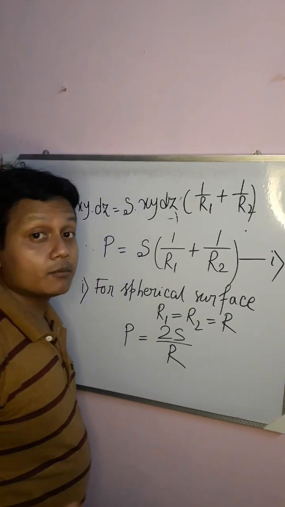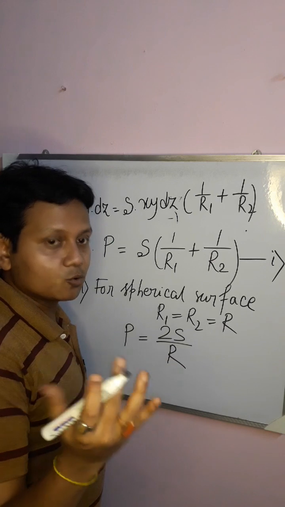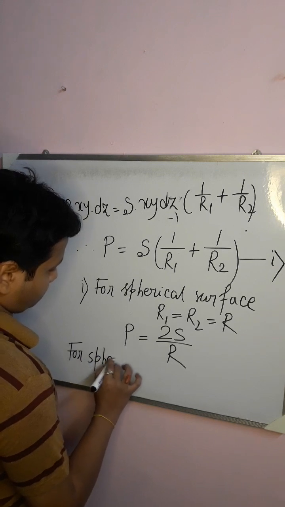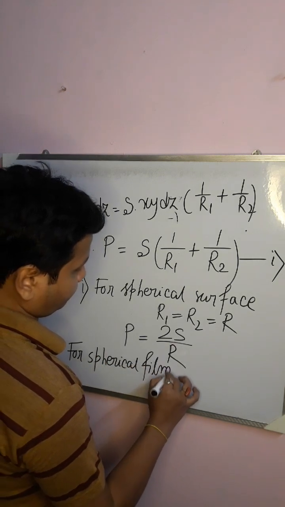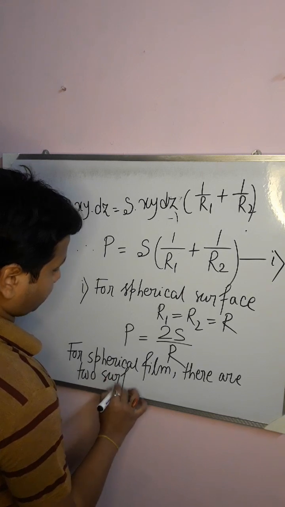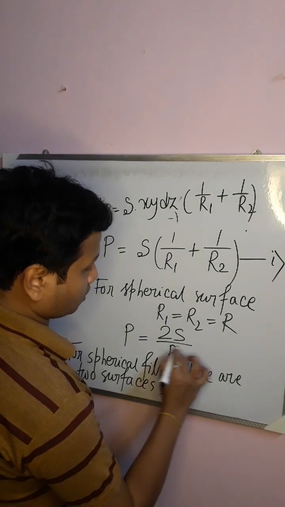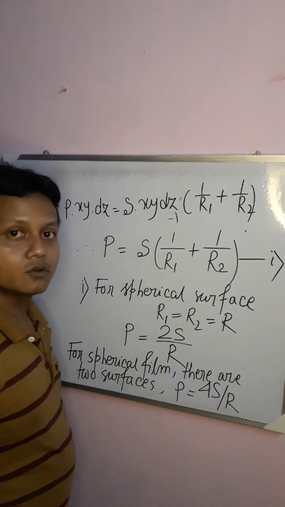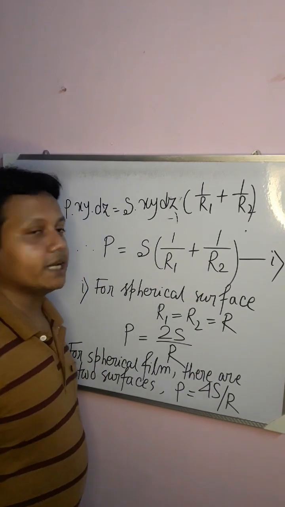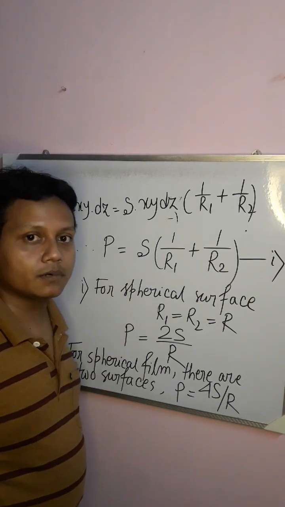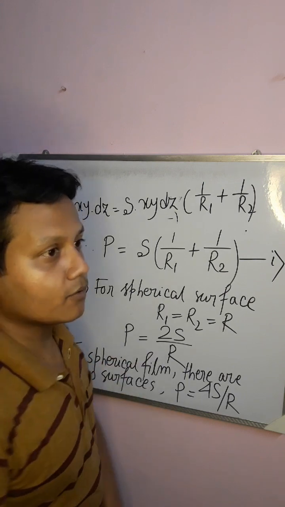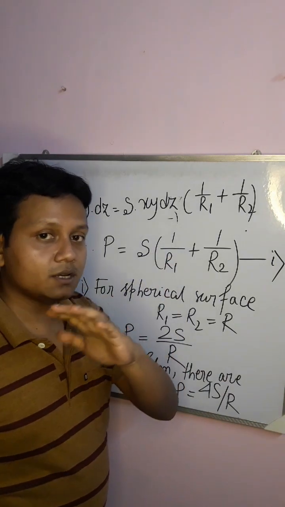But whenever you take a spherical film, there are two surfaces, forward and backward. As a result, P is 2 multiplied by 2S by R, that is 4S by R. That we did in the last class, and it agrees excellently with the previous result obtained. So in today's lecture I have discussed the amount of excess pressure in the concave side, and we took the example of a spherical surface. In our next class we will discuss this for cylindrical surfaces.